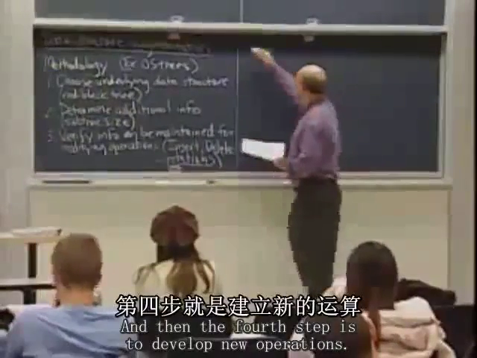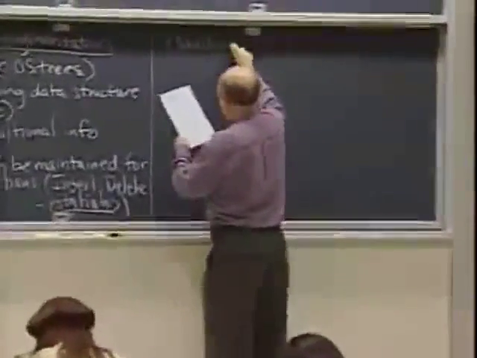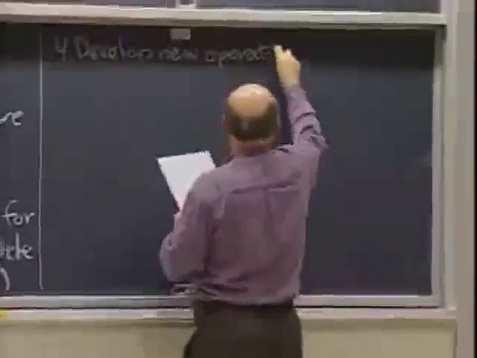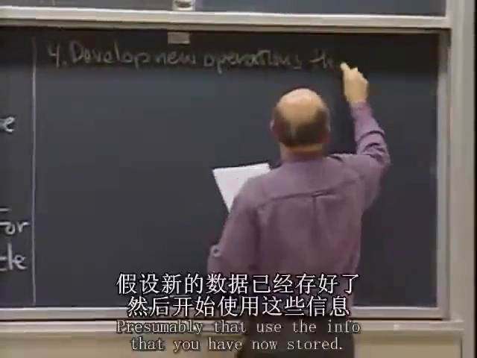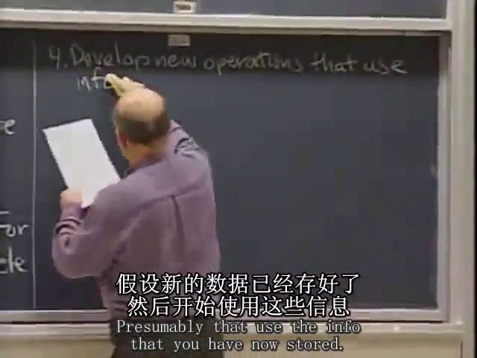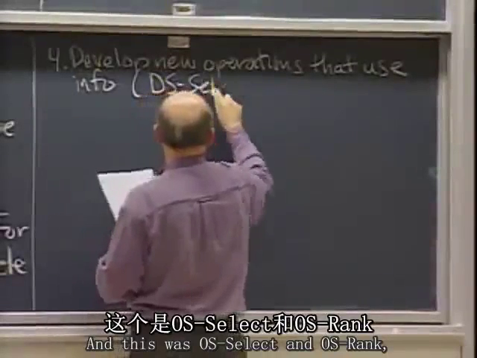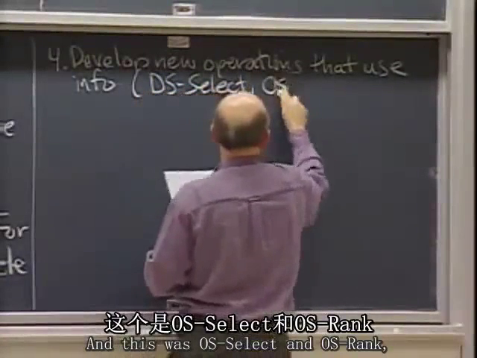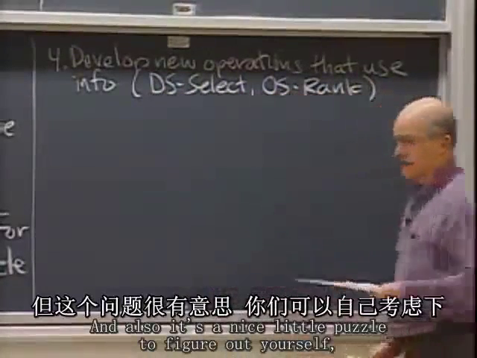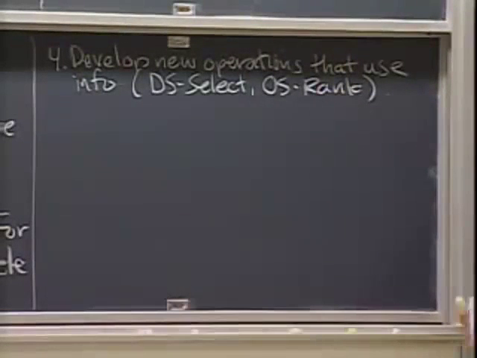And then the fourth step is to develop new operations that presumably use the info that you've now stored. And this was OS select and OS rank, which we didn't give, but which is there, and which is also a nice little puzzle to figure out yourself: how you would build OS rank. Not a hard piece of code. Okay?